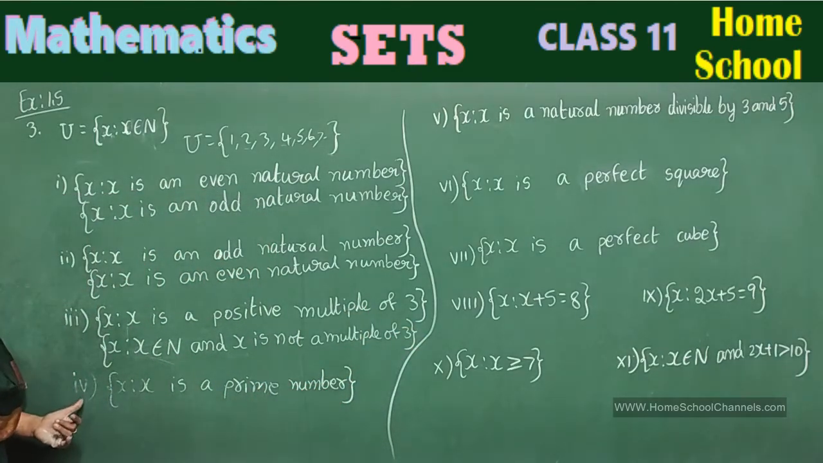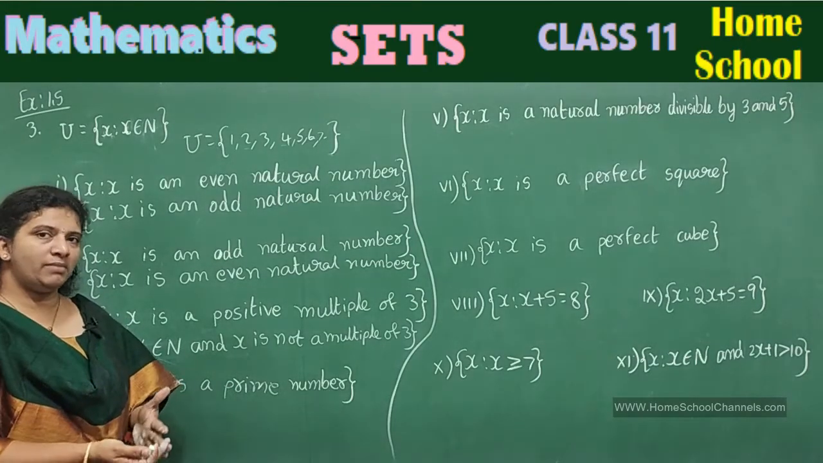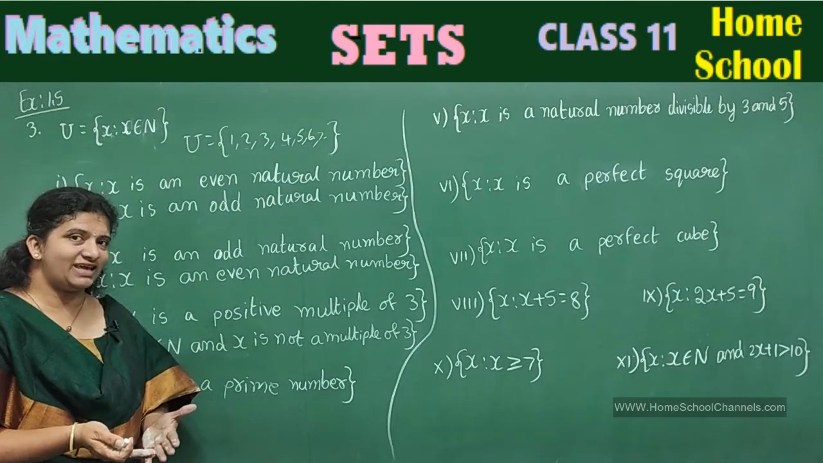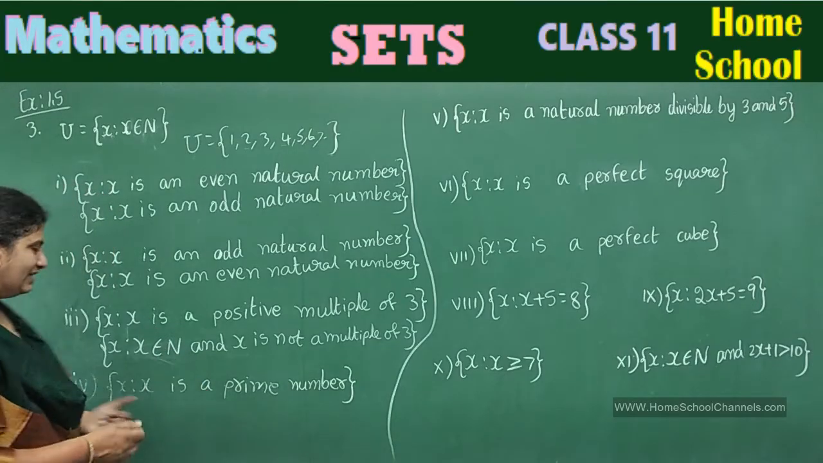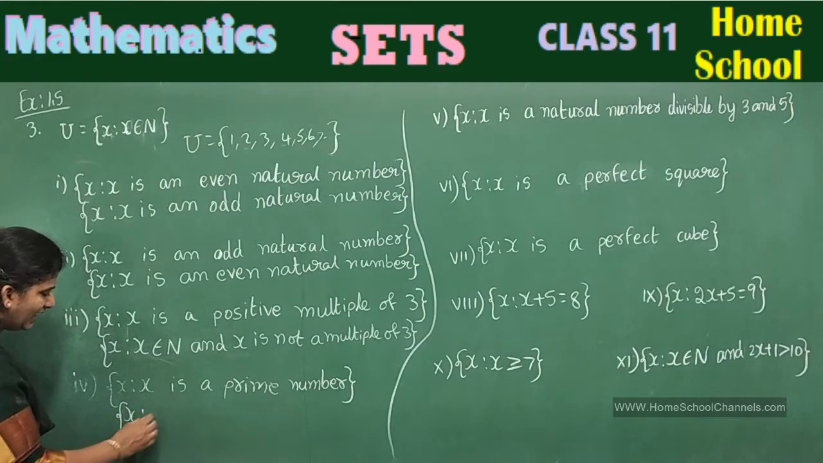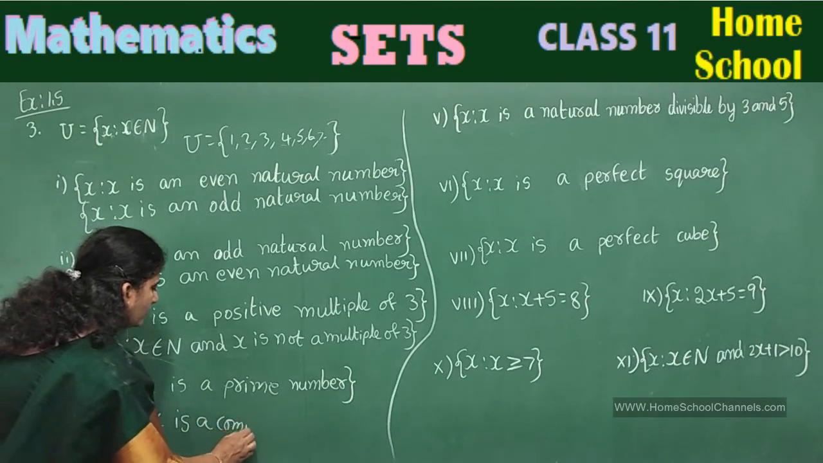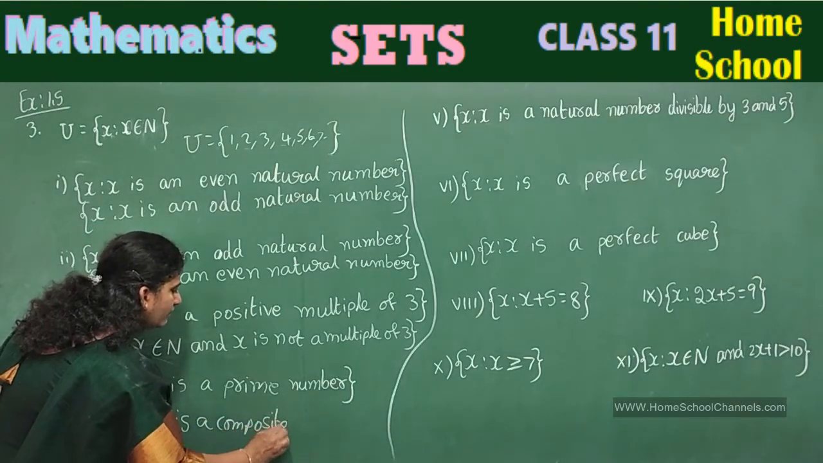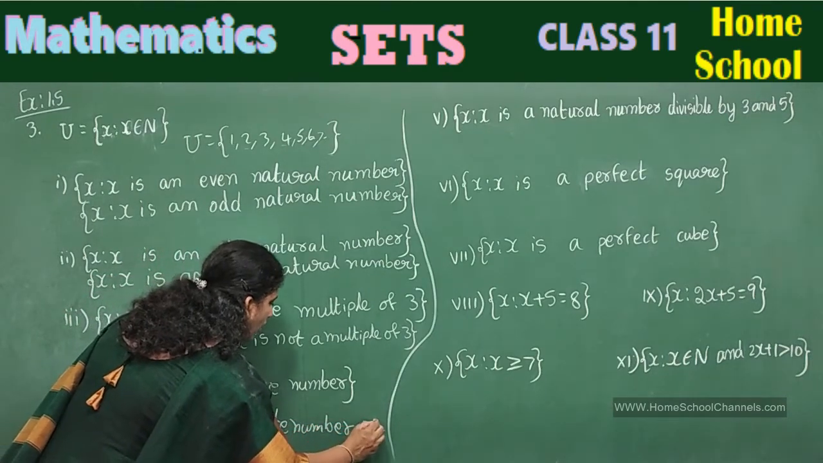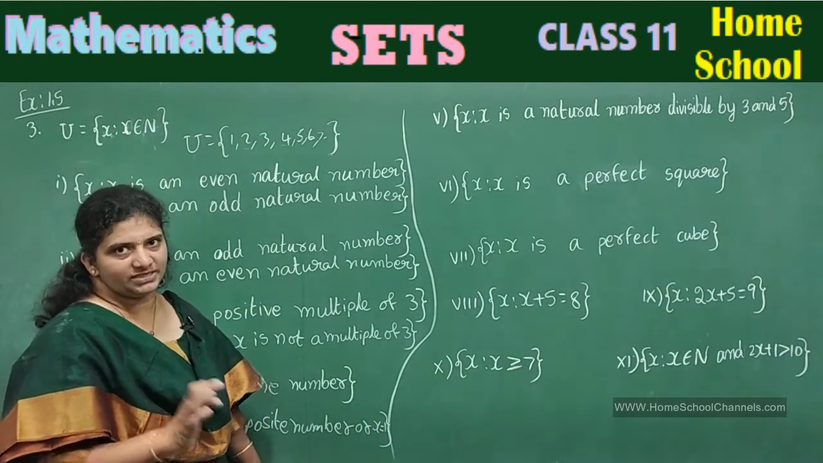Right? Next one. Fourth one, set of all x such that x is a prime number. See, natural numbers, prime numbers. Other than prime numbers, what are the numbers we say? Composite numbers. Right? Thus, how can we write the answer? The complement of this set is the set of all x such that x is a composite number, or x is equal to 1. That means 1 is neither prime nor composite.